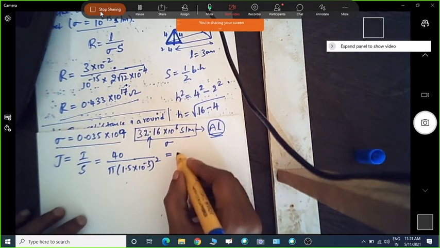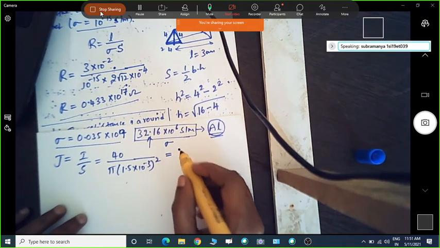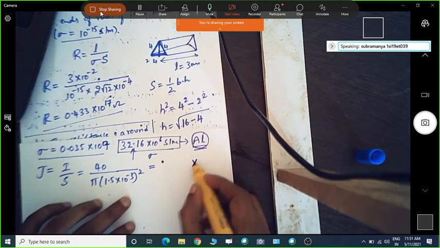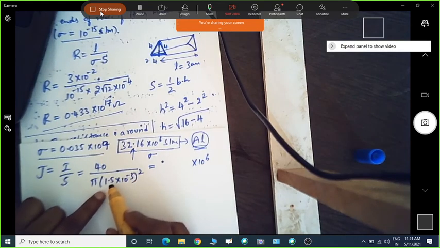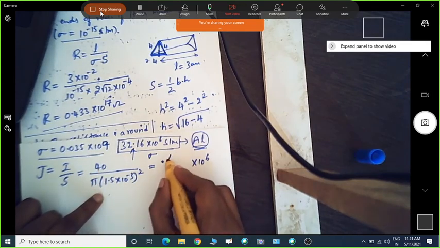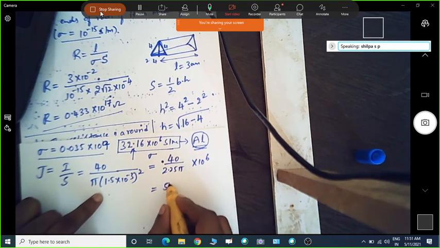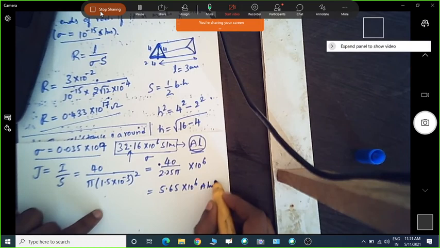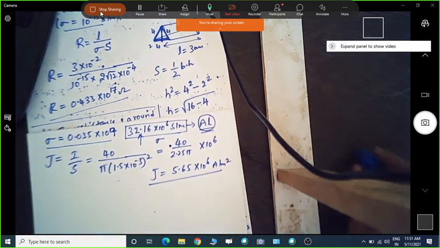It is 10 power minus 6 in the bottom; if you take it to the top, you will get 10 power plus 6. So 1.5 into 1.5 is around 2.25 into pi. So 40 by that gives 5.65 into 10 power 6, in ampere per meter square. So this is your current density.